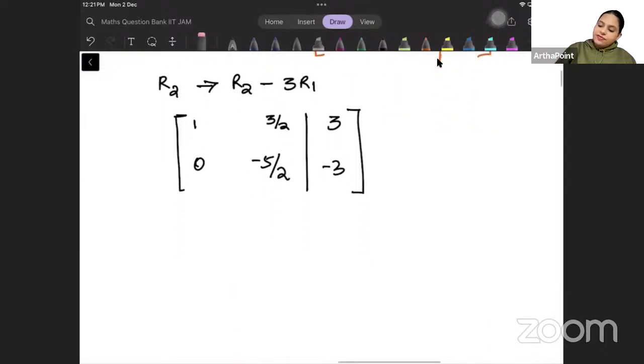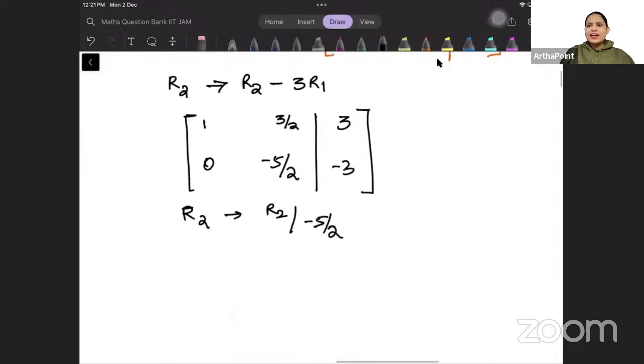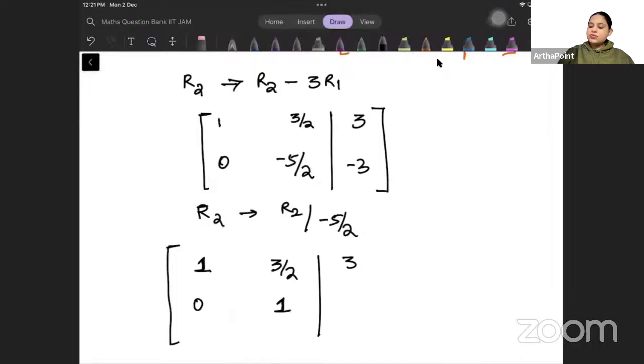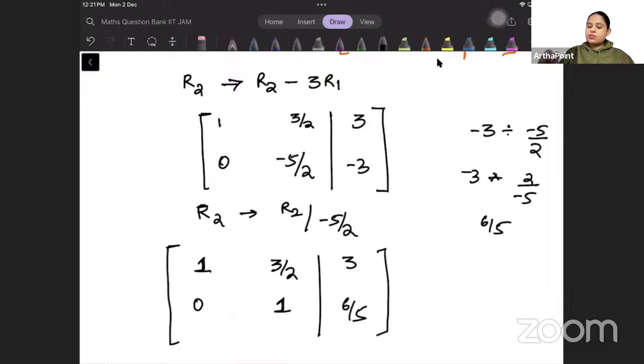Now, if I further solve this, what will happen? I can have R2 goes to R2 divided by minus 5 by 2, so that I get a 1 here. So I will have 1, 3 by 2, 3, 0, 1. And this will become minus 3 divided by minus 5 by 2, minus 3 into 2 by minus 5. So I will get 6 by 5. Right?